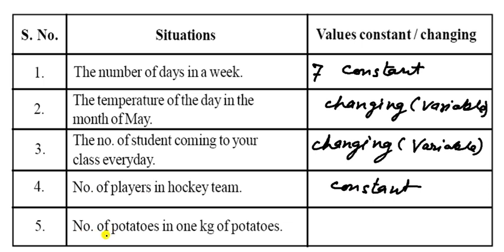Now come to the number of potatoes in 1 kg of potatoes. In 1 kg of potatoes, the number is a variable, so it is changing. Why changing? If the potatoes are large, they come in less number in the 1 kg. But if the potatoes are small, then there is a large number of potatoes in your 1 kg. So let us see the next one.